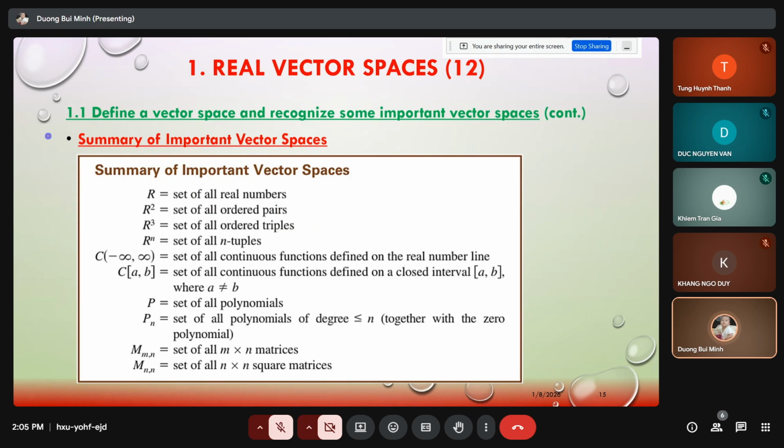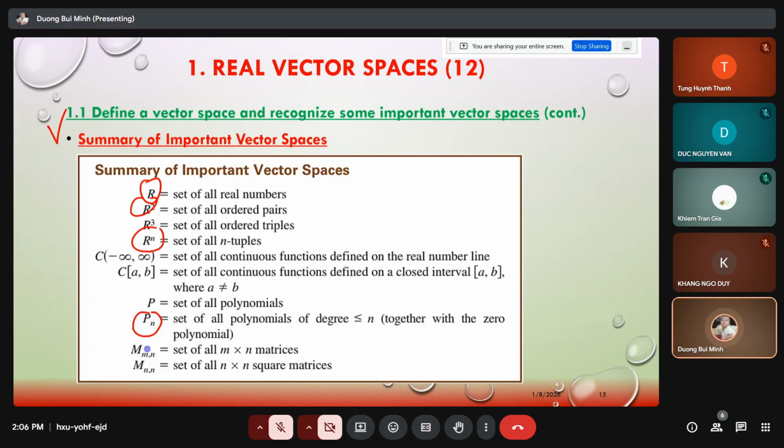The key slide is here. We have a summary of important vector spaces. We have R, this is a vector space. R2 is a vector space. Rn is a vector space. We have Pn, the vector space of polynomials with degree n or less.